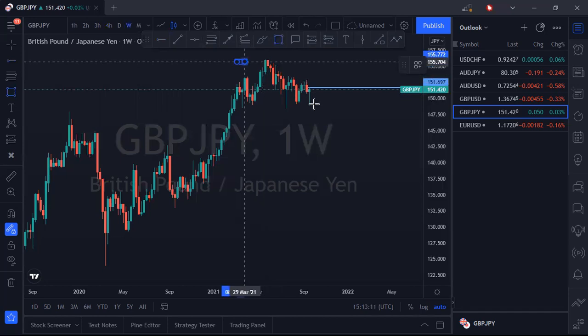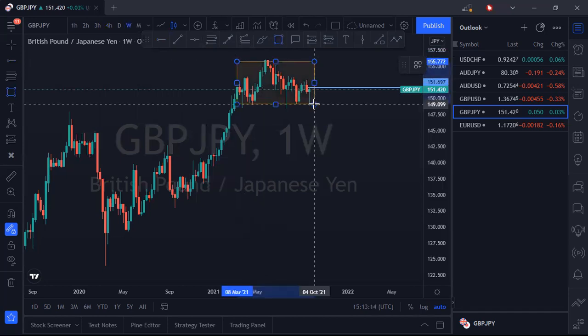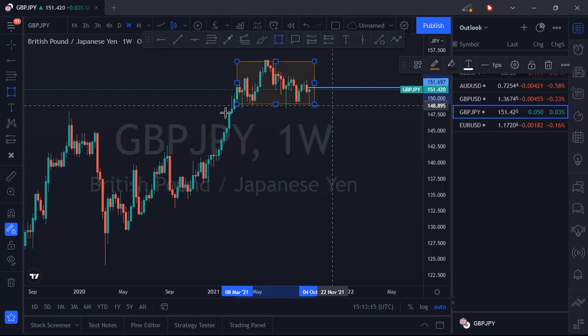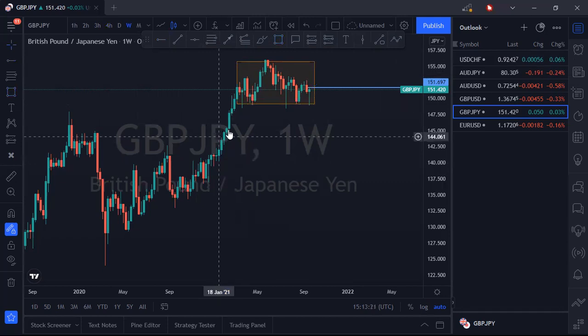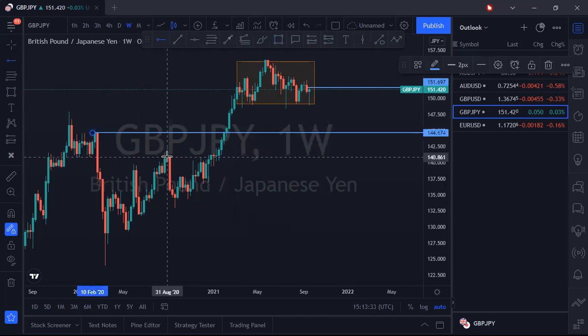Price is in a very deep selling area, where, as you can see, these are all liquidity voids I'm expecting price to fill. I'm expecting price to fill it either to this level or to this level.